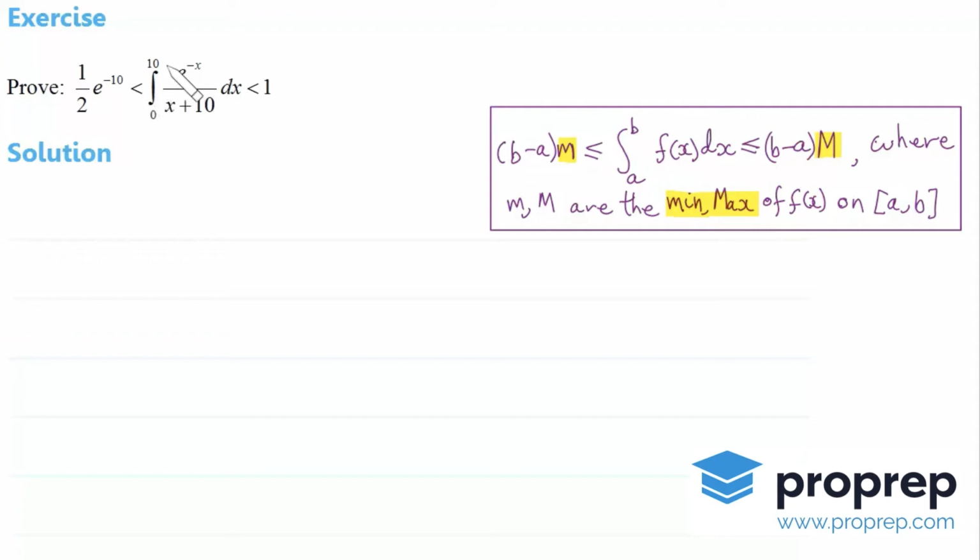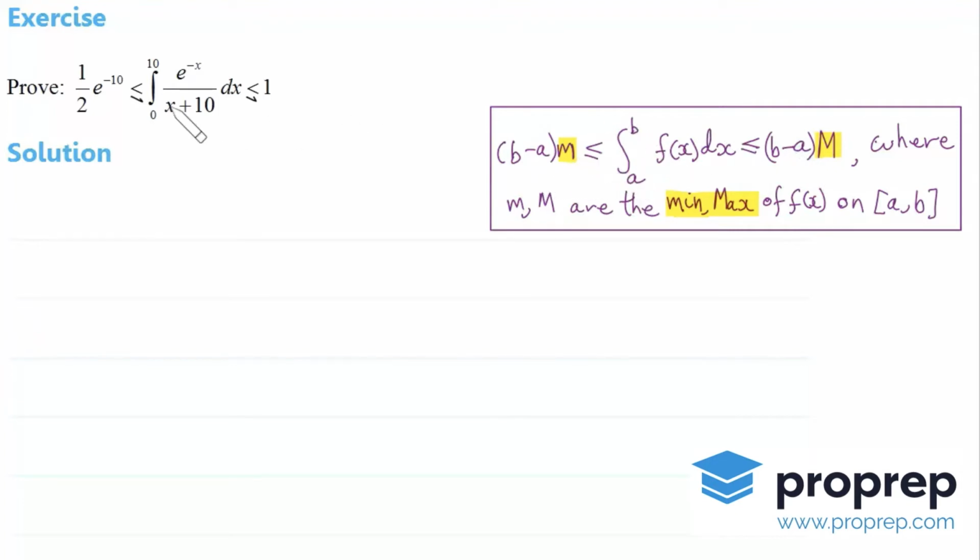In this exercise, we have to prove that this definite integral satisfies certain inequalities. We have to show that it's less than 1 and bigger than 1/2 e to the minus 10. And then it fits the pattern of the theorem, which says that when we have a definite integral, we can estimate it to be less than or equal to something and bigger or equal to something else.